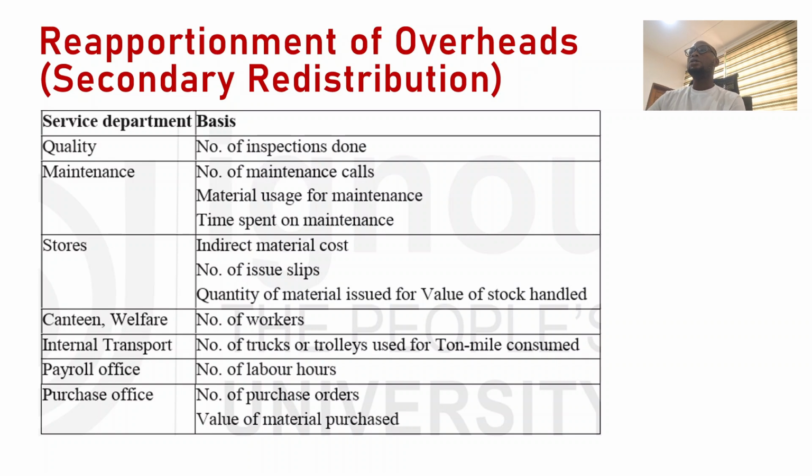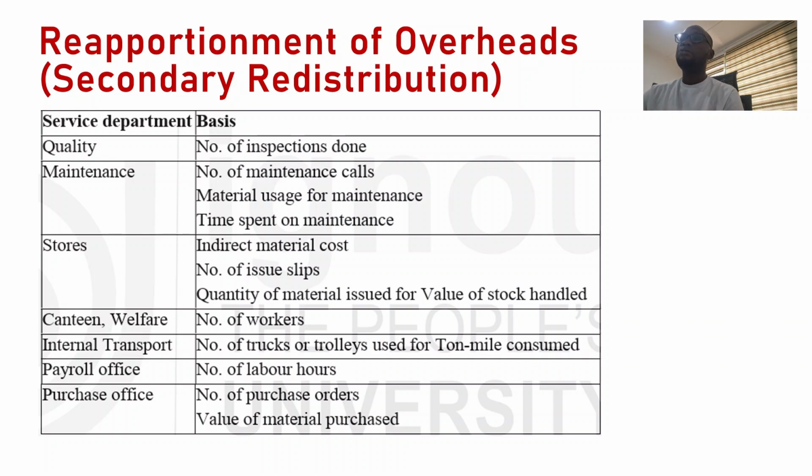service department costs? Now, let's look at quality, number of inspections done. So if you look at the number of inspections that were done by the quality inspectors, then we can apportion the costs of the service department, that's the quality department, for the production department. So for example, if production department A had 15 inspections in a year, and production department B had 20 inspections in a year, then we can use the 15 inspections and the 20 inspections as the basis to share the quality costs for the production department.